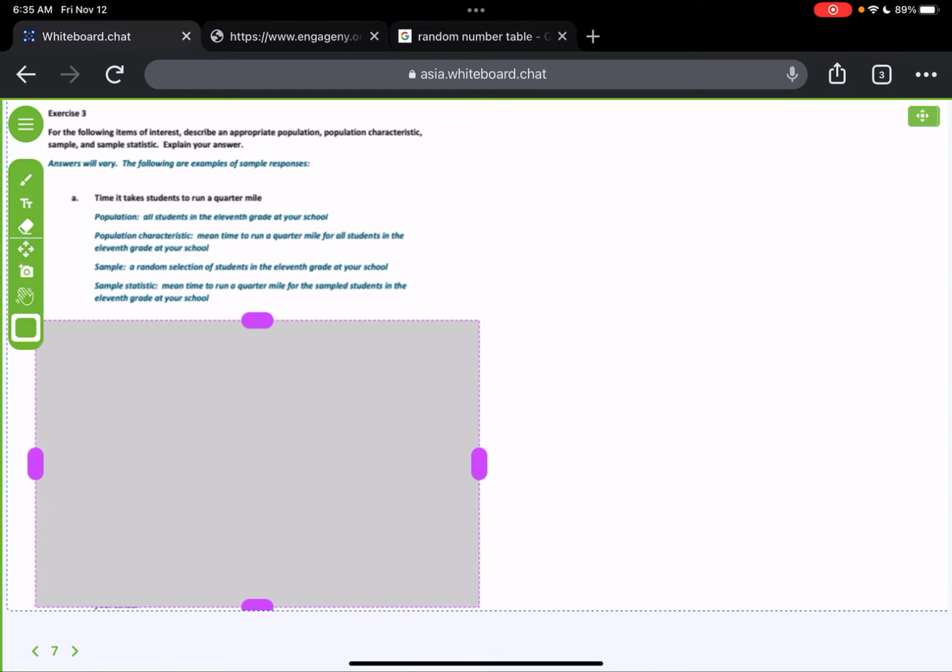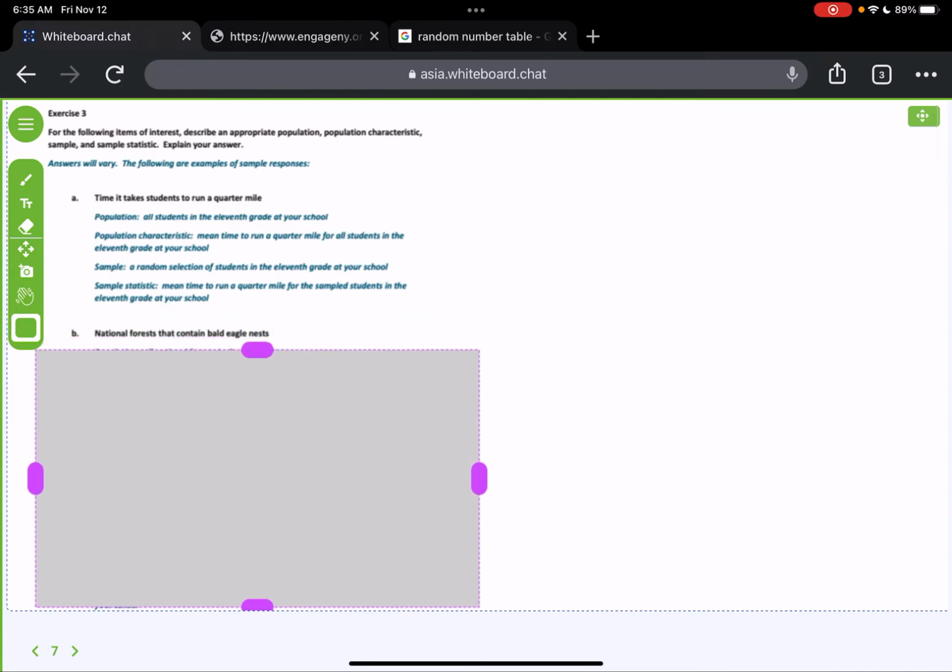All right, and you could find the mean time. Once again, it doesn't matter that it's a mean. It only matters whether you're pulling it from a population or from a sample. That's all it is. And if you're using every student in the 11th grade, then that's a population. If you're only pulling a random number of them, it would be a sample.